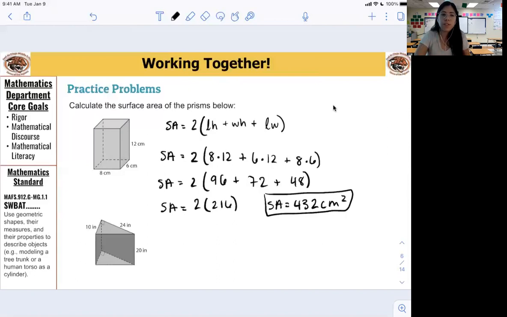So how did you do it? Did you kind of do it like 8 times 6, 12 times 6, 12 times 8, and multiply all that by 2? Yeah. So you did do it the same way. You think you're doing it different, but you are doing it the same exact way. You just did it in a different order. Questions on rectangular prism? That's the easier one.